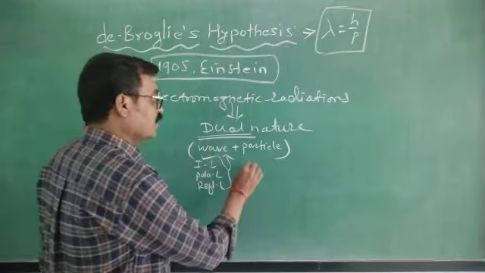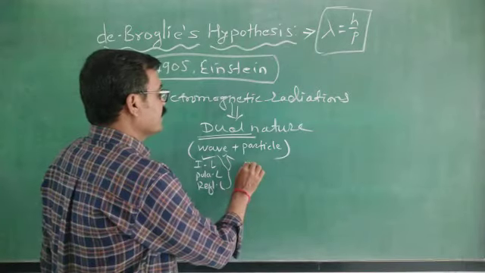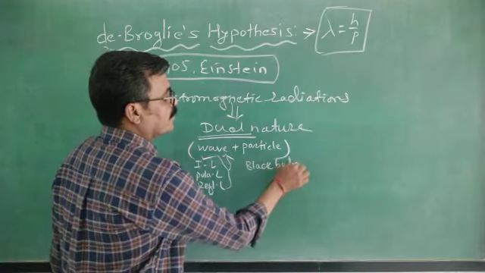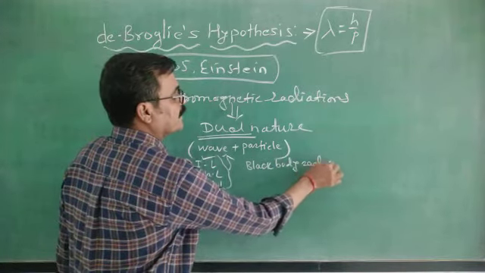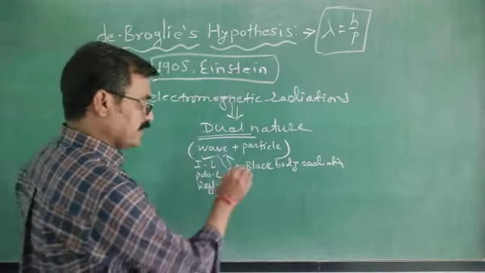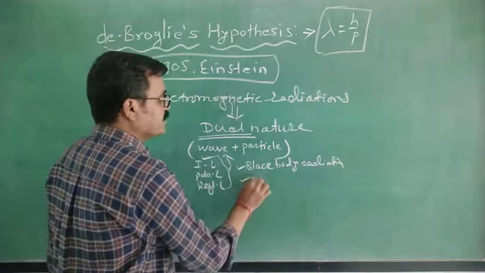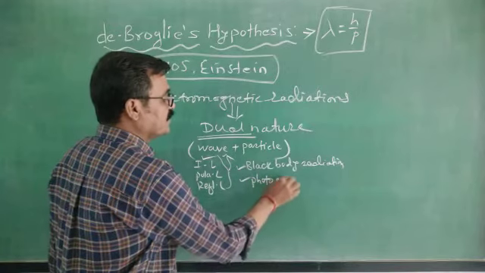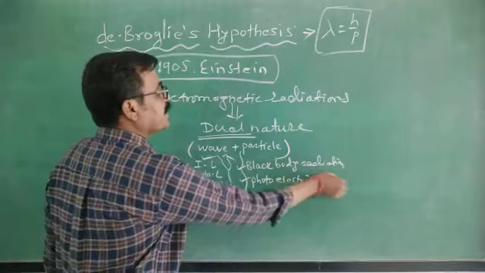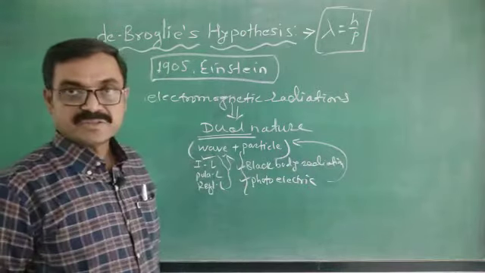But phenomena like black body radiation, where we know that light is emitted in a discontinuous manner, and the photoelectric effect, which we have already seen, explain the particle nature of light.